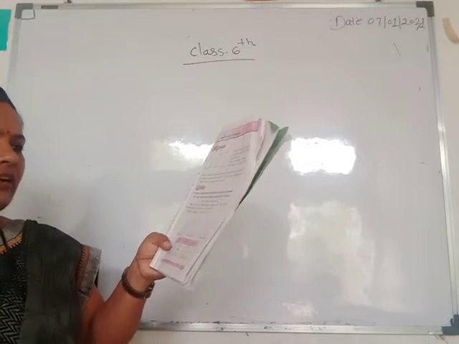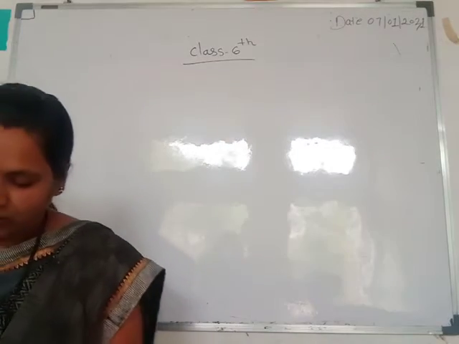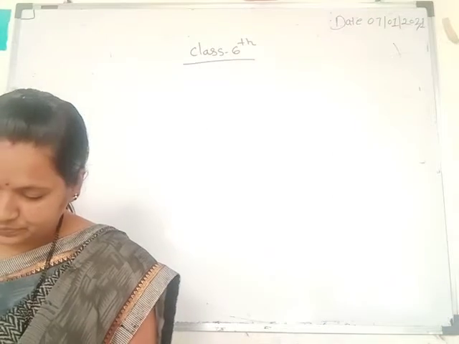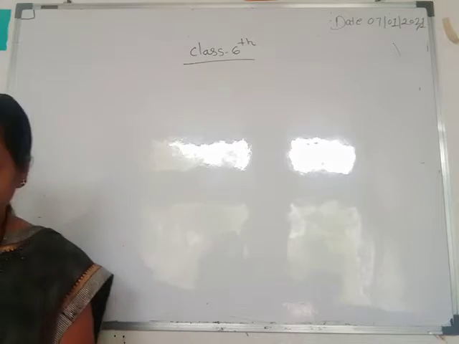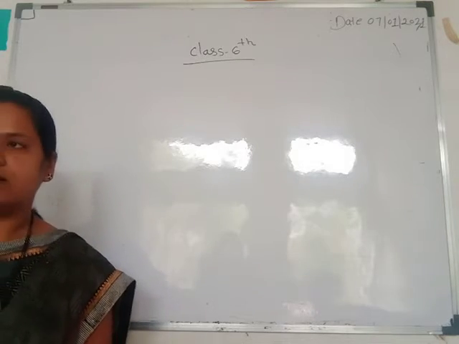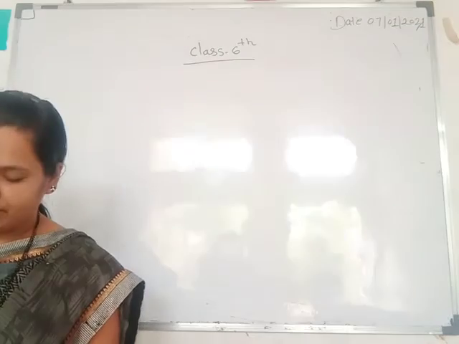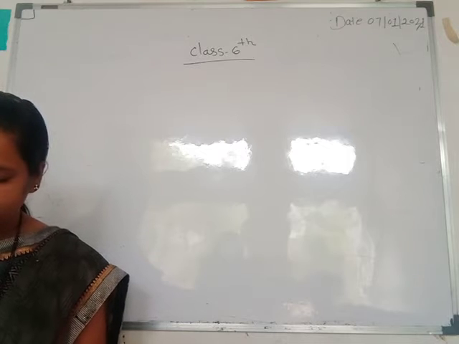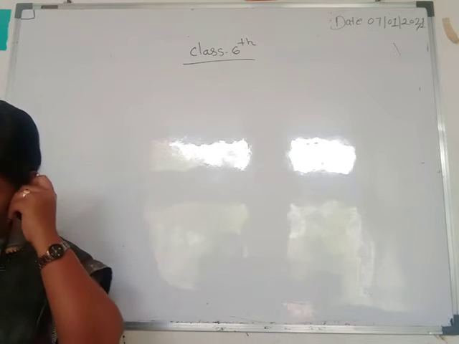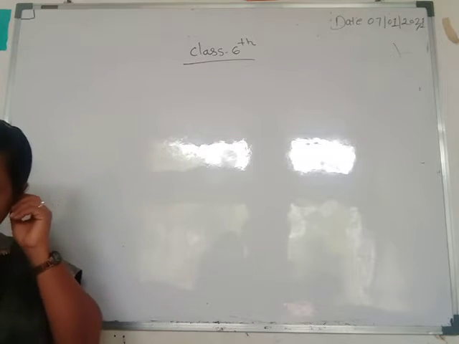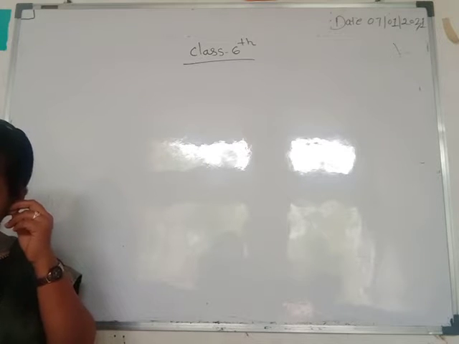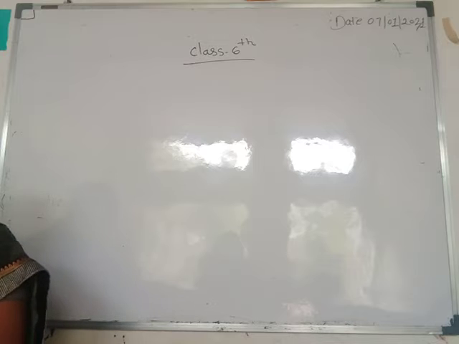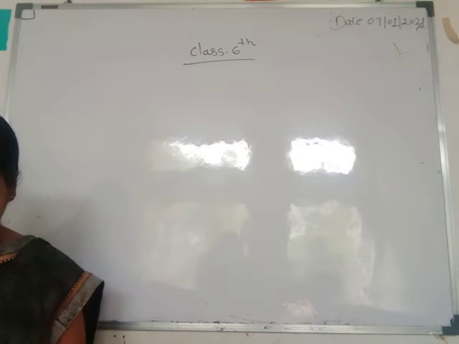Then, types of triangle based on sides. Already we have studied this. There are three types: equilateral, isosceles and scalene triangle. Equilateral means a triangle having all sides equal. In an isosceles triangle only two sides are equal, and in a scalene triangle all sides are different.